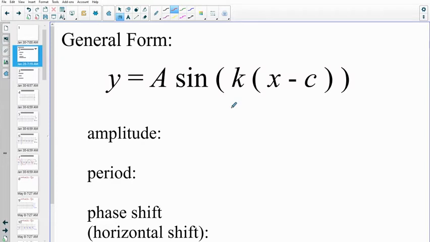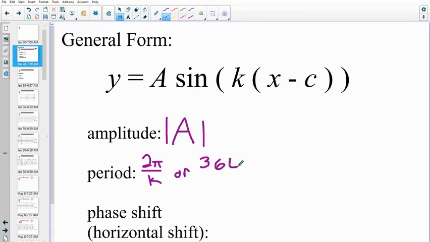So we've got a general form for an equation that looks like this. Y equals something times sine, or cosine, by the way, sine or cosine of something times, and then here's our factored form, x minus c. In this form, the absolute value of a is our amplitude. The period, this is from last week, we saw that 2 pi divided by k determines the period. Or if we've got a degree problem, we'd do 360 divided by k. 360 we handle equivalent to 2 pi, depending if we're in degrees or radians.